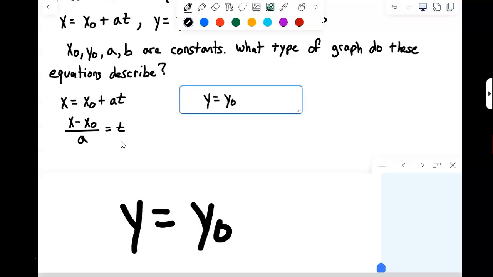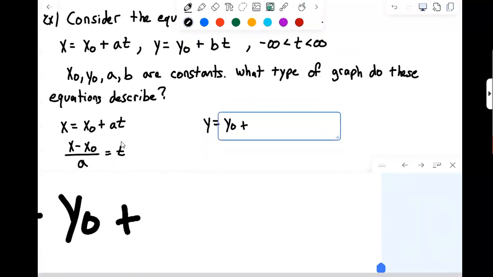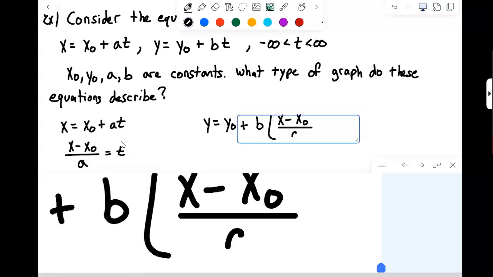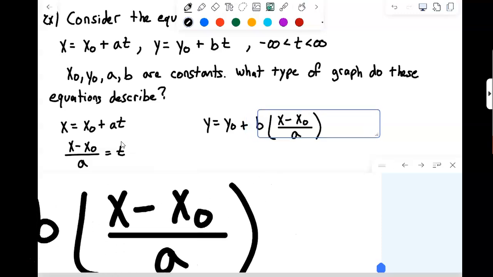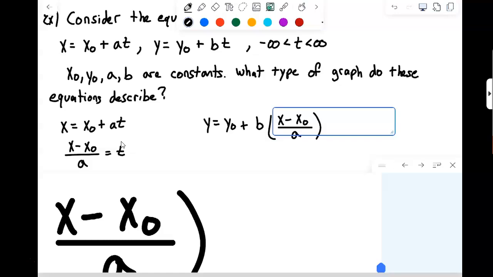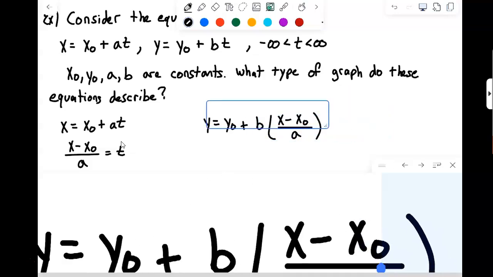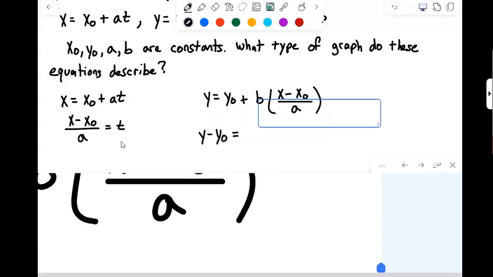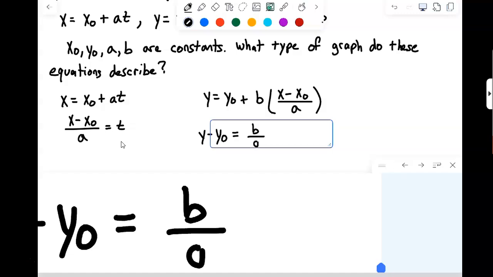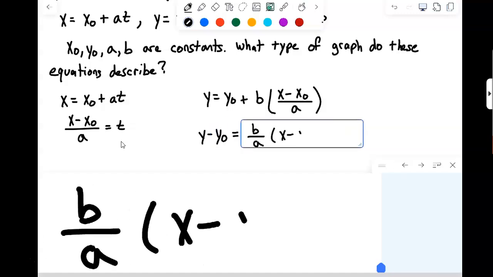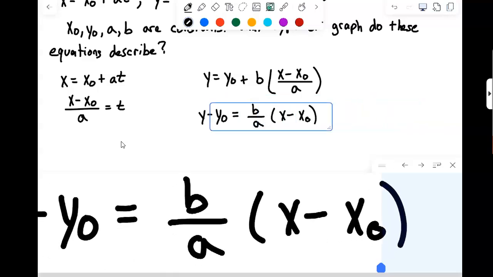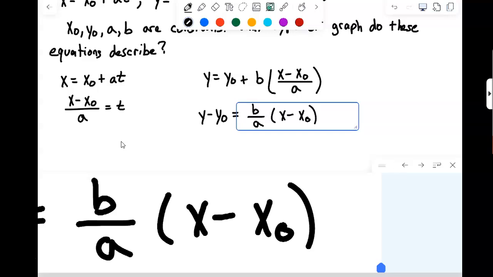So y equals y0 plus bt, so plus b times all this stuff: x minus x0, all that divided by a. That's replacing t. And then we want to just do a little bit of readjusting of this equation. If I bring that y0 over, y minus y0, and then bring the a out of the denominator and put it with the b, so I have b over a. Then I'll notice that this equation is actually in point-slope form, where I'm passing through the point x0, y0, and I have a slope of b over a.